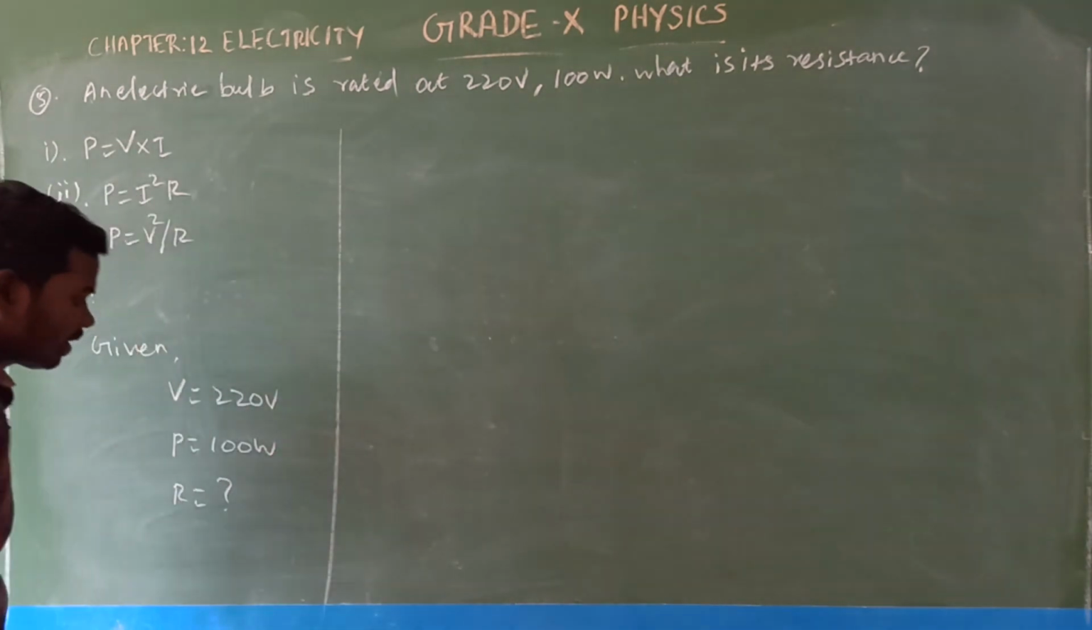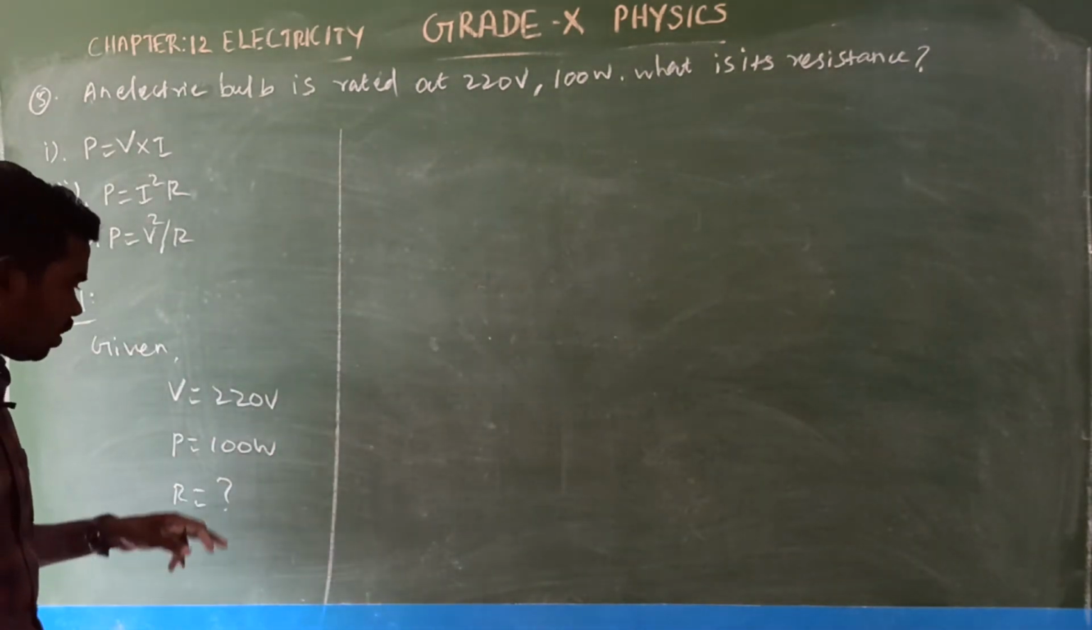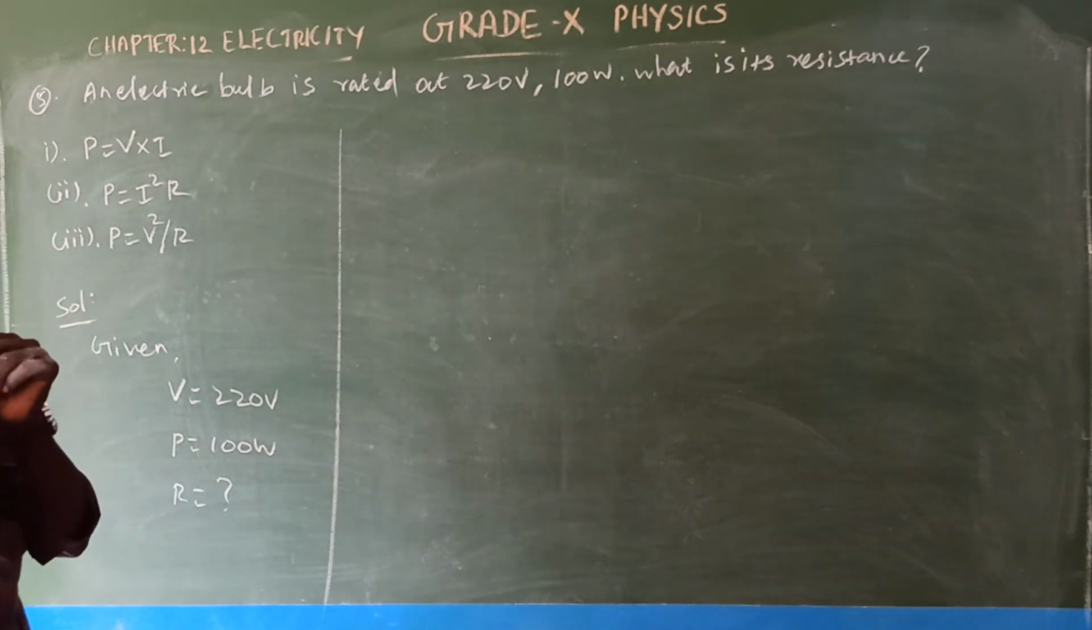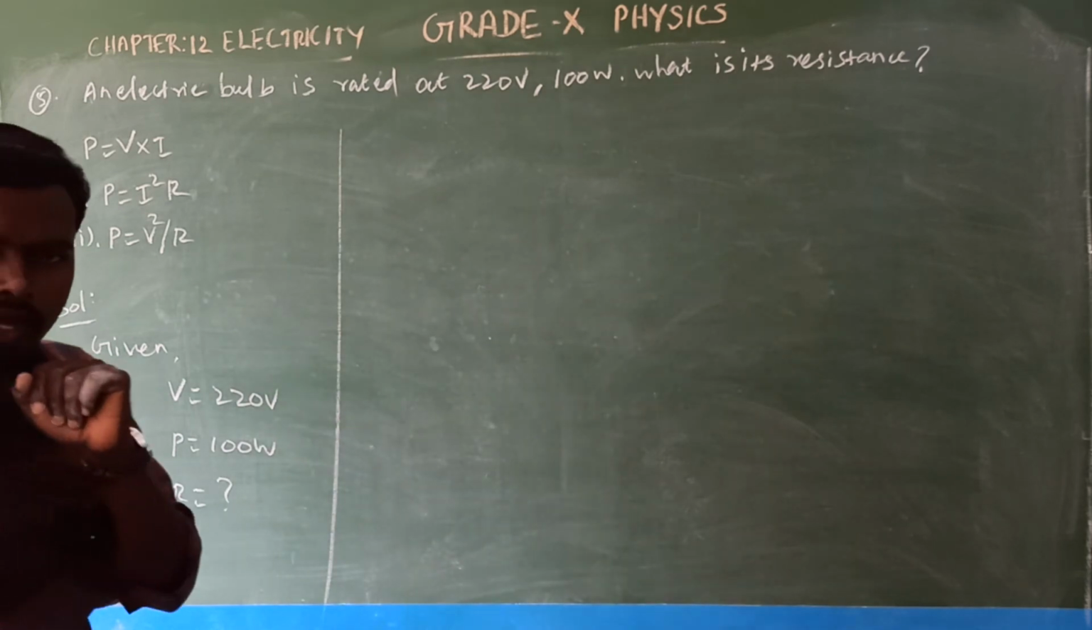Okay, yes, remaining right there. So what are the values we know? We know voltage value and power value. Here, which formula we can choose? You tell me. Which formula we can choose?